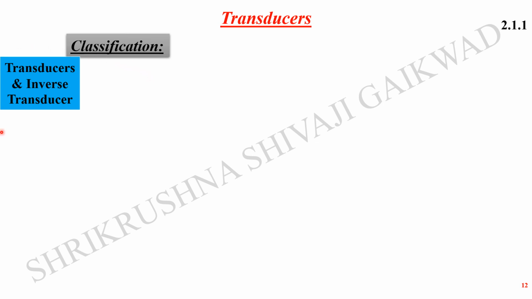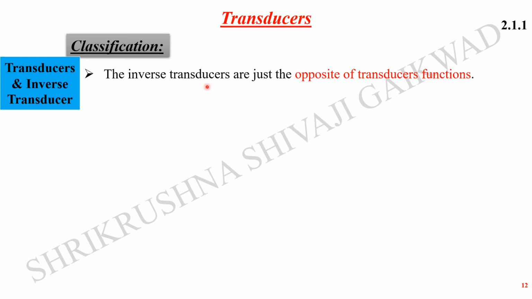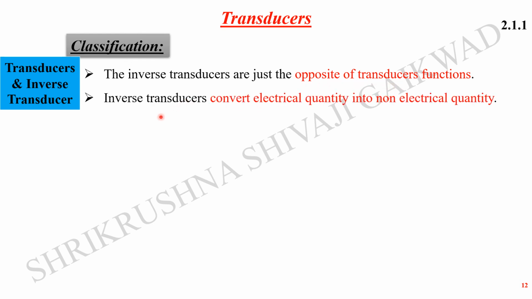Then the transducer and the inverse transducer. So a transducer, we know, converts one form of energy into another one. The inverse transducer does the other way around. Another form can be converted back into the original one, or else converting mostly the electrical signal back into the physical quantity to be measured. So the inverse transducer is just the opposite of the transducer's function. Inverse transducers convert the electrical signal back into a non-electrical quantity.